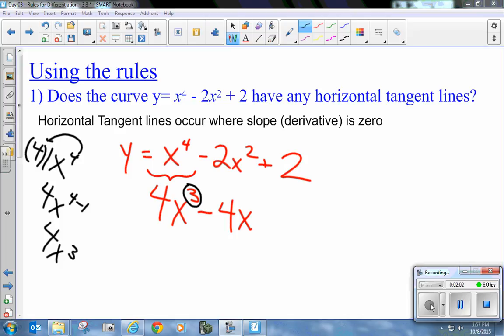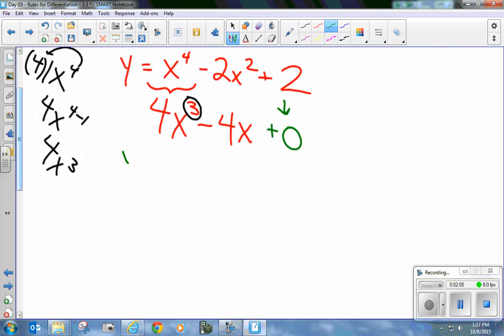So, Xavier, what's the derivative of 2? Thank you. So really, the derivative, my y prime, is 4x cubed minus 4x. The derivative of a constant is always 0. The derivative of any number is always 0. If there's no variable, the derivative is 0. Now, I gotta set that equal to 0 and solve.